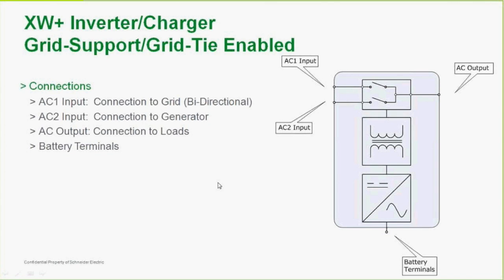So here we have, again, basically that same drawing. Here we have the XW Plus now, bimodal. This is what we call grid support or grid tie enabled, which is what makes it bimodal. So that AC input now, the only difference between this and the similar slide on the standard one, is that the AC input is bidirectional. I'll get into some more system drawings that will make more sense of all that and how that works. But suffice it to say, that's the only difference. You program the XW Plus to make it bidirectional.